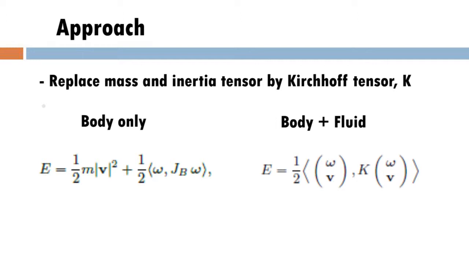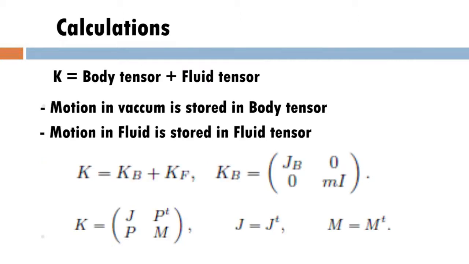The simulation depends mainly on the correct computation of the Kirchhoff tensor K, which is essentially the sum of the body tensor Kb and the fluid tensor Kf. Every rigid body's properties in vacuum will be described by a unique Kirchhoff tensor represented by Kb. But in order to approximate the effect of the surrounding fluid, an additional Kf tensor needs to be computed. The fluid tensor Kf depends only on the shape of the body and is completely independent of its material realization as captured by the mass and inertia tensor of the body.